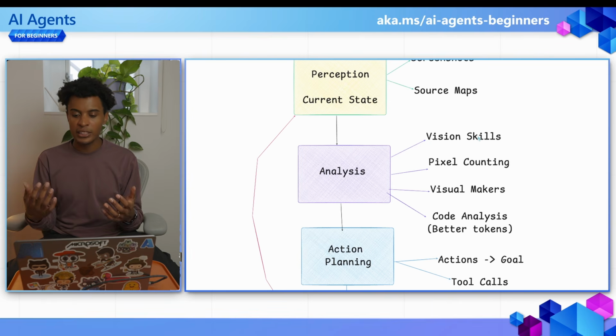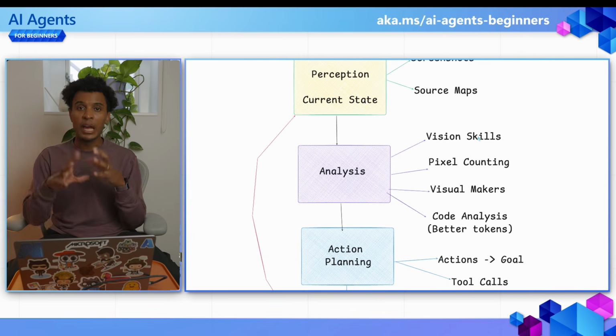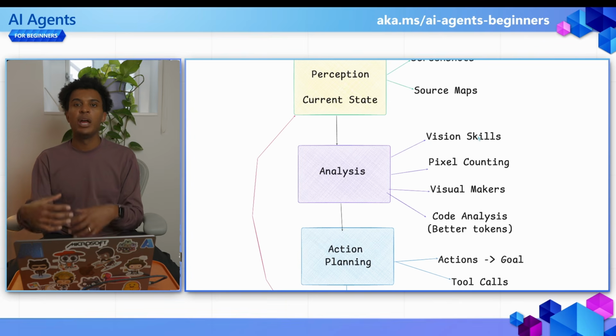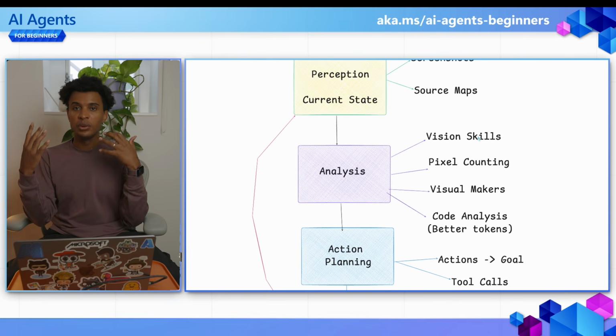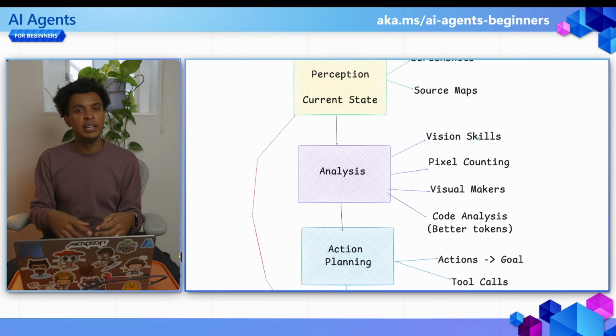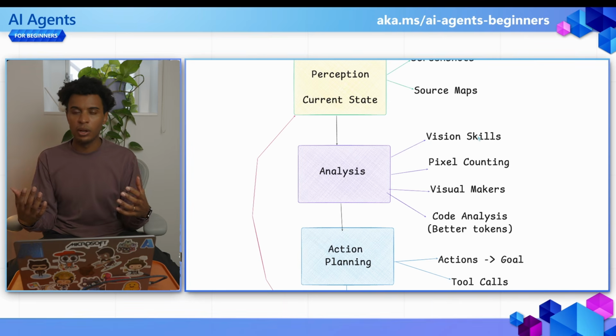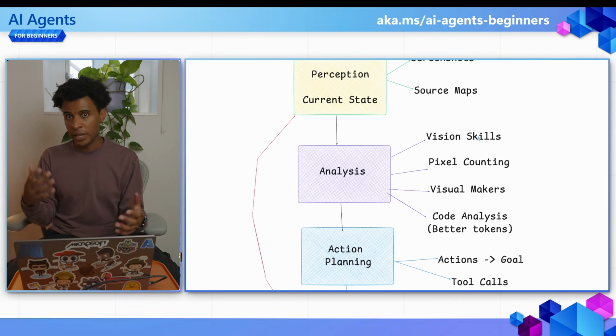And the last one, particularly for websites in the browser: if we have access to the code itself, we can run a code analysis and know exactly the elements that are on the page, how they function by analyzing the code, and what we can do with those things. So the large language model can perform this type of analysis if that's accessible.